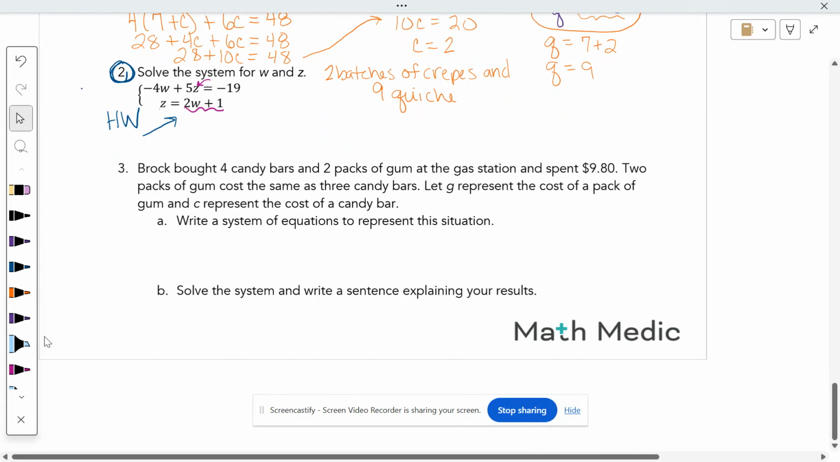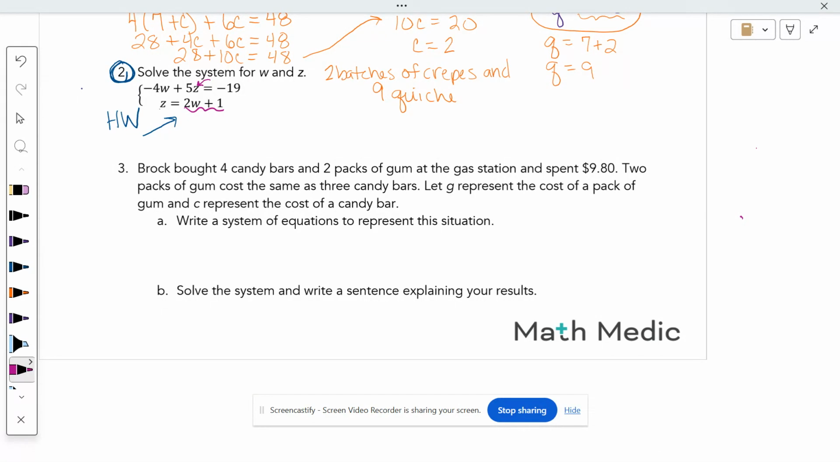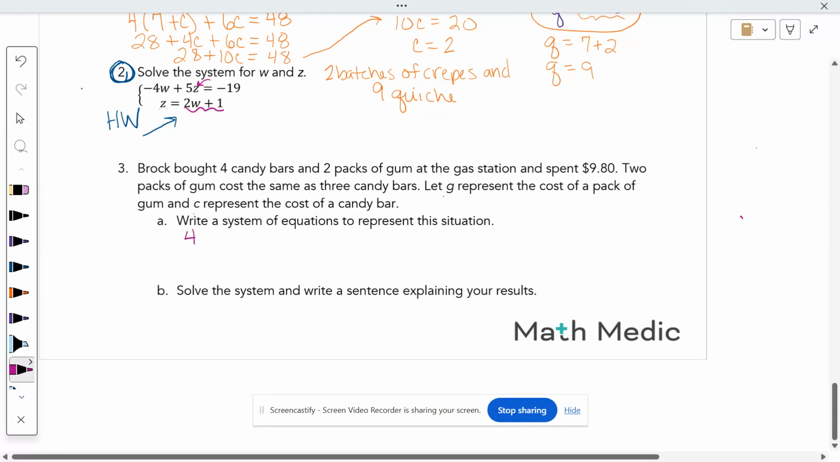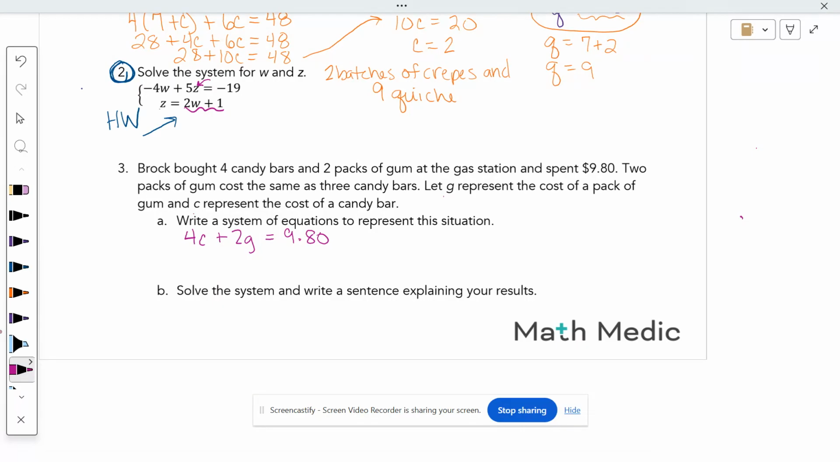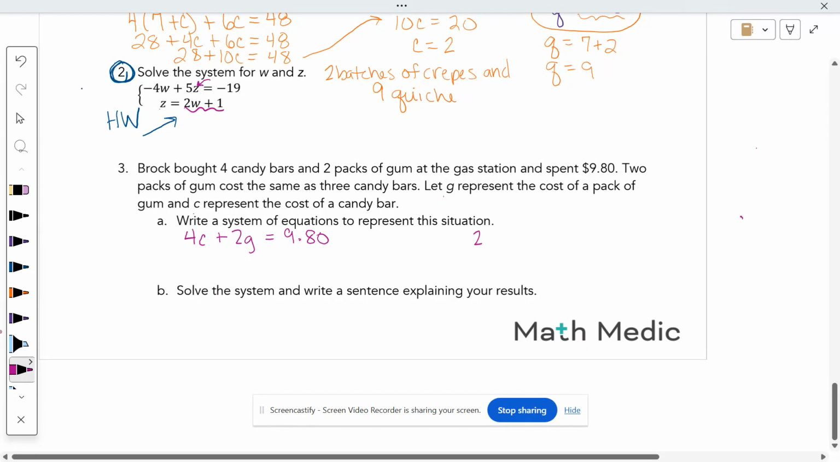Example number 3, Brock bought 4 candy bars and 2 packs of gum at a gas station and spent $9.80. So if G represents gum and C represents candy bars, 4C plus 2G equals $9.80. That's my first equation. 2 packs of gum cost the same as 3 candy bars. So the cost for 2 packs of gum equals the same as 3 candy bars.